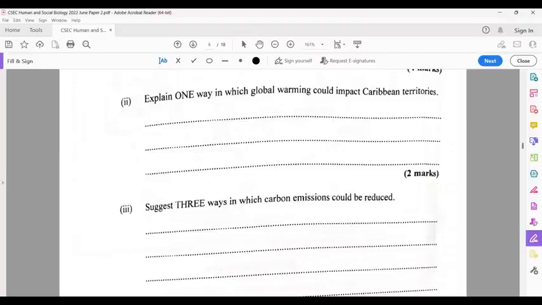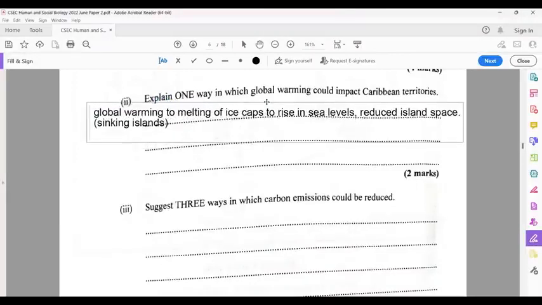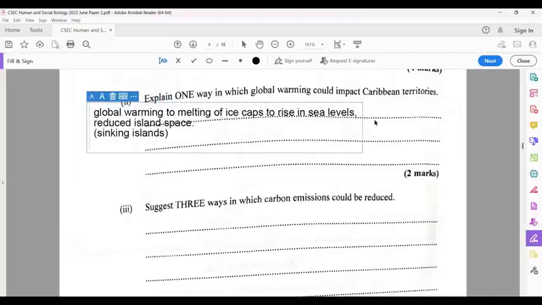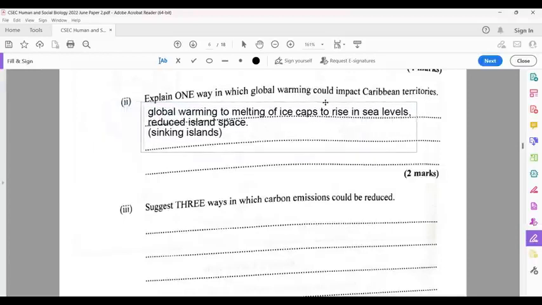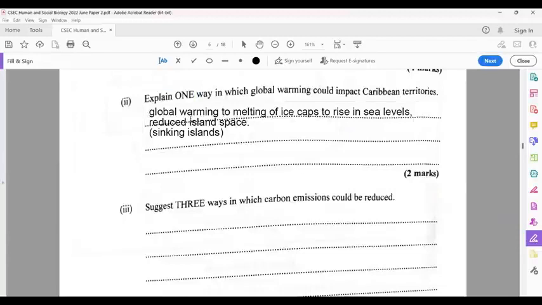Explain one way in which global warming could impact Caribbean territories. Living in the Caribbean, which the CXC exam is for, meaning for CXC candidates, you are well aware that many of our territories are islands. So as global warming occurs, with ice caps melting, the sea level rises. The sea level rising means there is reduced land space on an actual island. You may often hear this referred to as sinking islands. It's not literally sinking, it's the appearance of sinking because the sea level is rising.